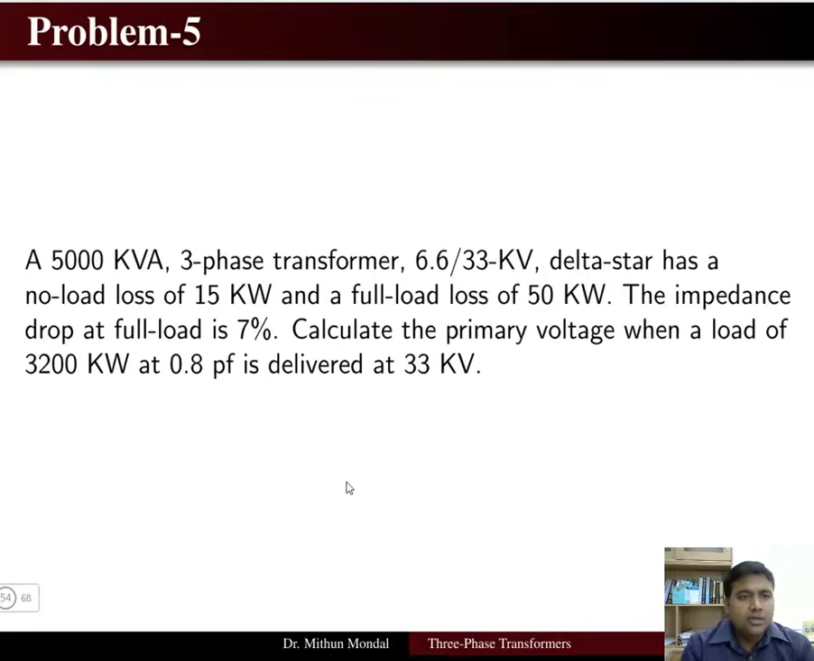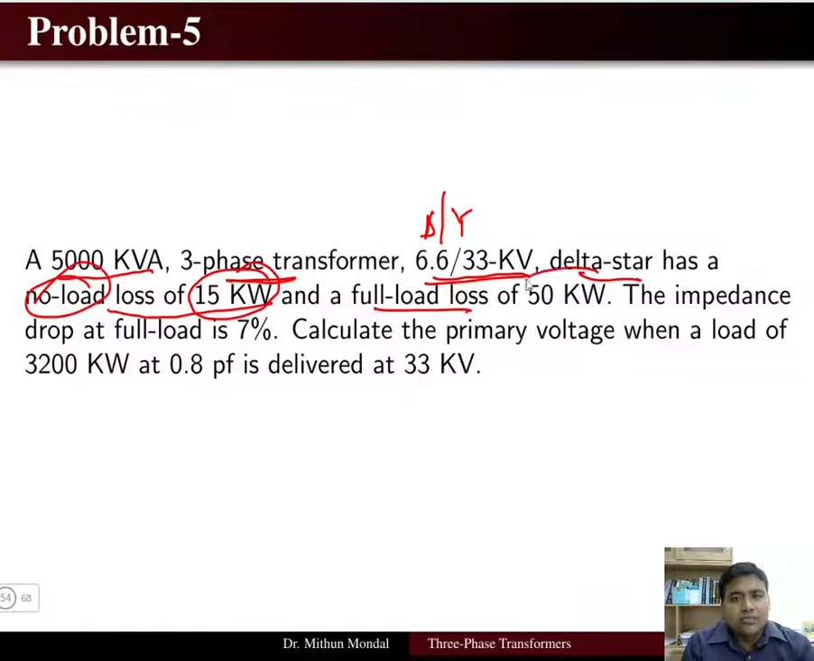So problem fifth: you have a 5000 kVA 3-phase transformer, 6.6 by 33 kV, delta star, so the primary side is delta and the secondary side is star. No load loss of 15 kilowatt, so 15 kilowatt is the loss under the no load condition, and the full load loss is 50 kilowatt. So under the full load condition the loss is 50 kilowatt. Impedance drop under the full load condition is 7%.